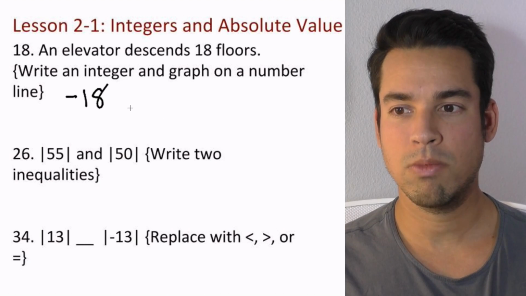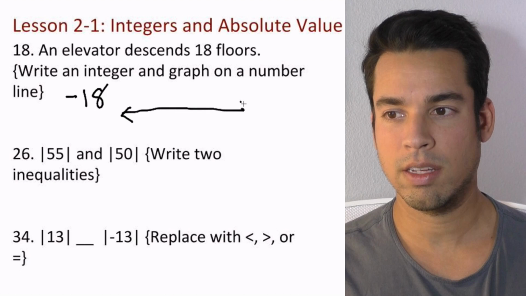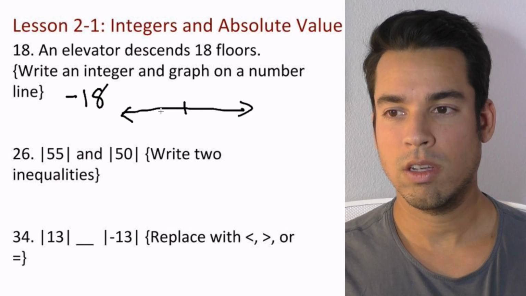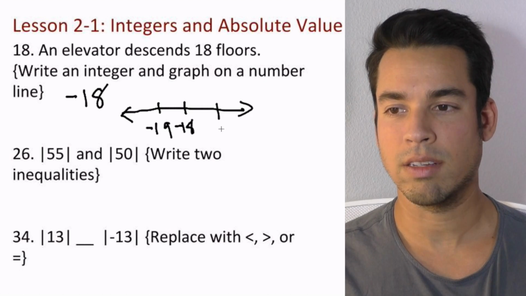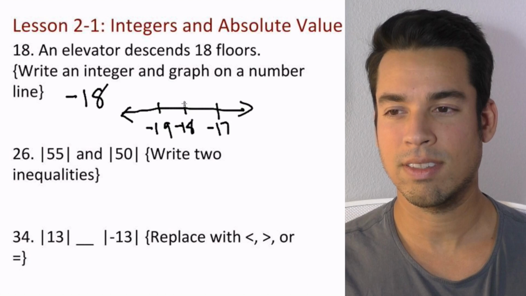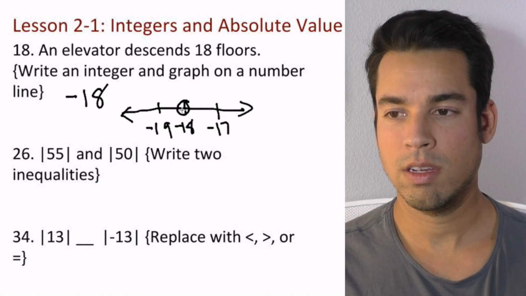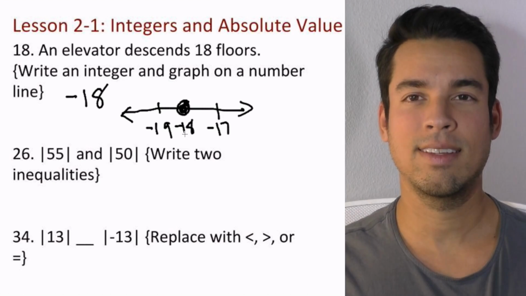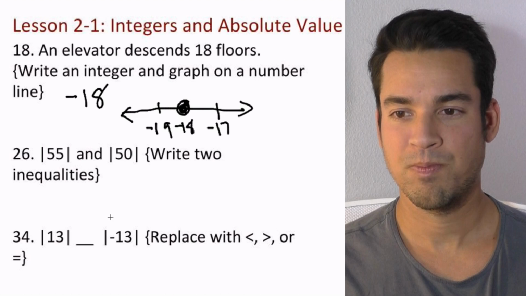And to graph this on a number line, let's just look at a number line here. This is going to be in the area of negative numbers. So right here is negative 18. As we go left, we get more negative, right? So that would be negative 19. This would be negative 17 right there. Here's negative 18. That's our negative value.